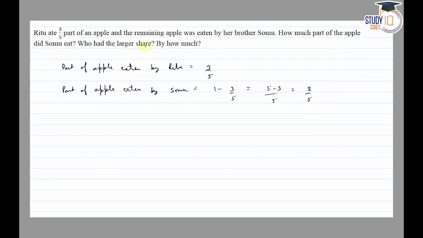Who had the largest share? So 3 by 5 and 2 by 5. So दोनों के डिनोमिनेटर सेम है. So हम डायरेक्टली बोल सकते हैं Ritu had the larger share.